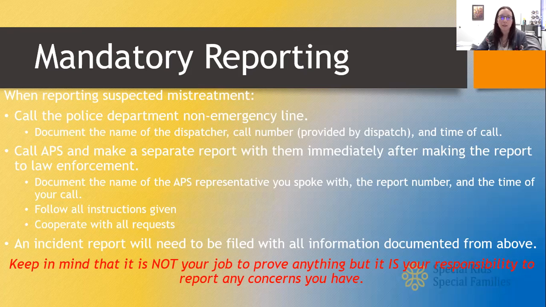Next will be a call to APS to make a separate report with them immediately after making the report to law enforcement. Document the name of the APS representative you spoke with, the report number, and the time of your call. Follow all instructions given by APS and cooperate with all requests. And the most important thing when reporting to APS is if you don't know, you don't know. Don't make things up. Just give them the facts and what you have from your perspective. We can't guess when we're making these reports.